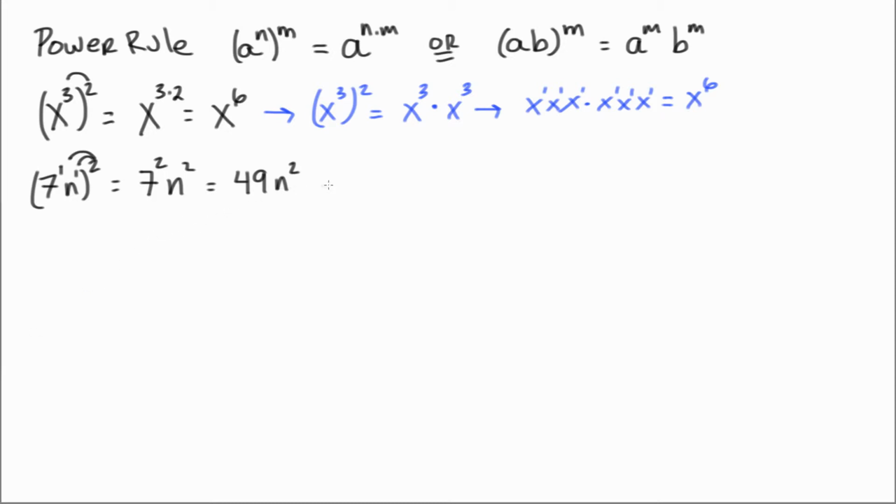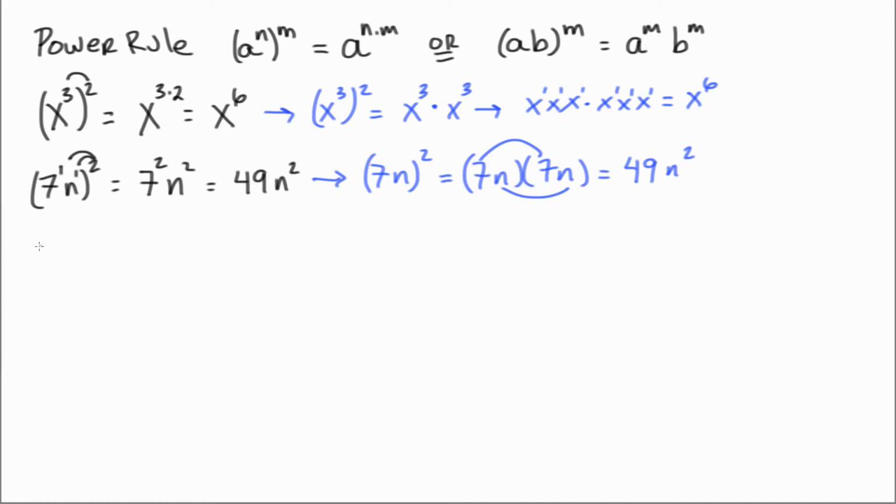But what's another way of doing this? An alternative way would be something like, well, 7n quantity squared. What is that? Well, it says you have 2 factors of 7n. So I'm going to write them out. And then you can just say 7 times 7, which is 49, and n times n, n squared. Same answer.